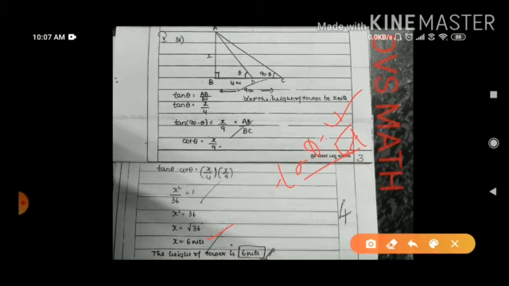Clear? So please, in application of trigonometry, read the question twice or thrice, understand the question, write the figure, and simplify them using only tan and cot. You will get the answer.